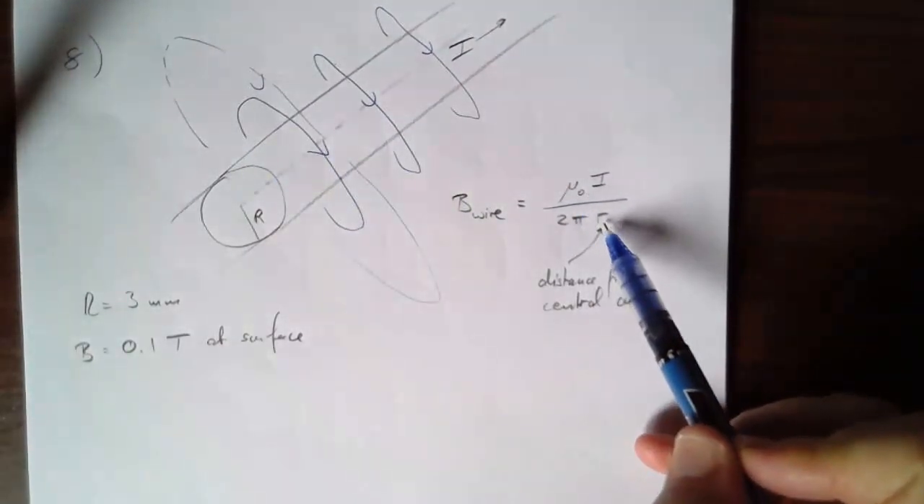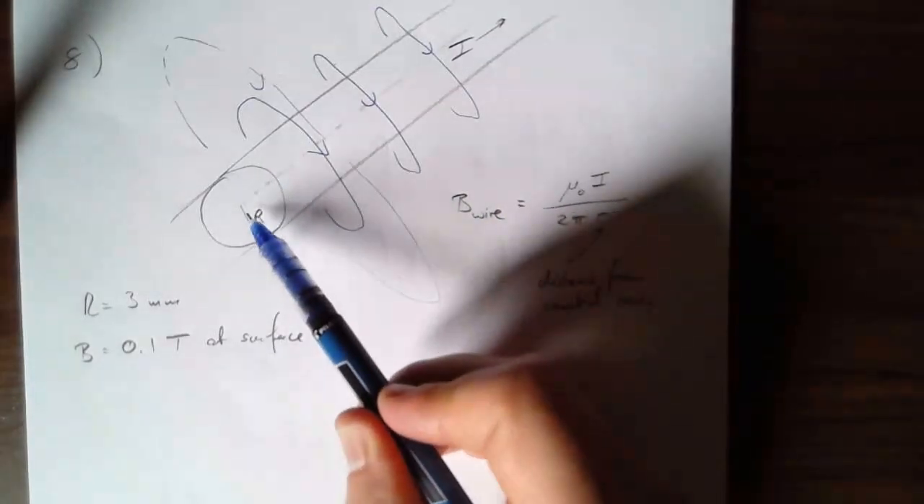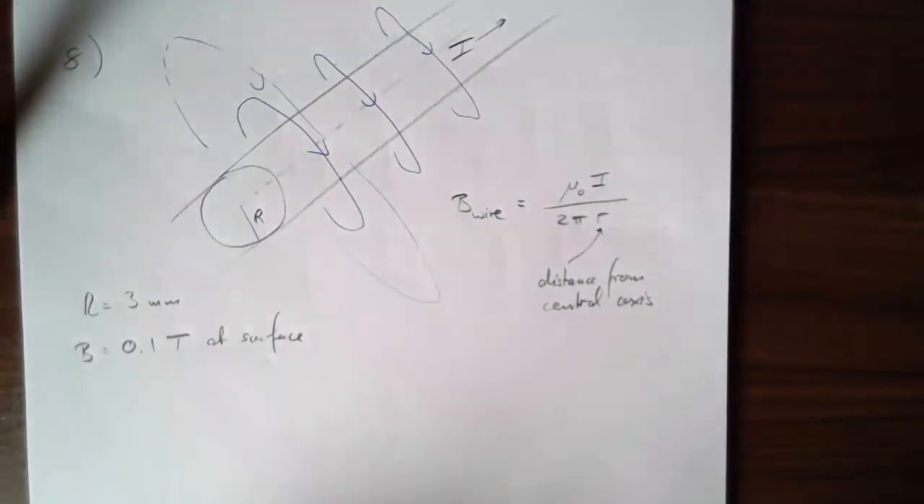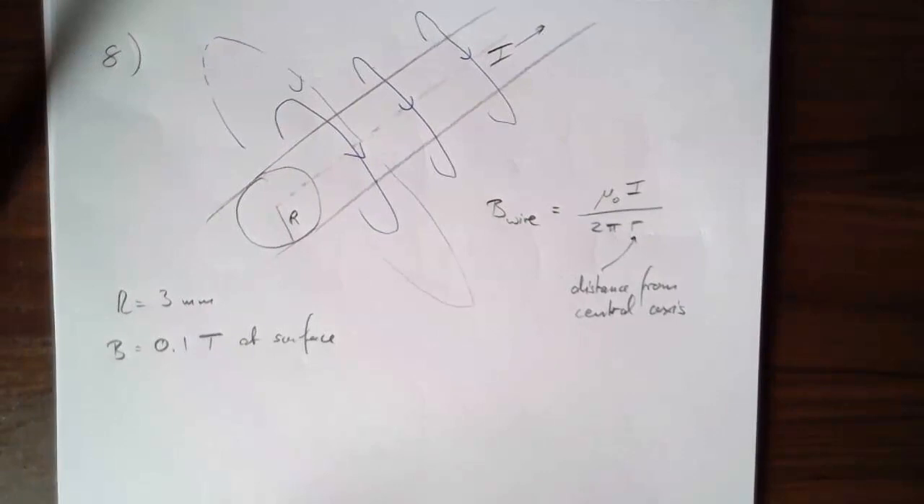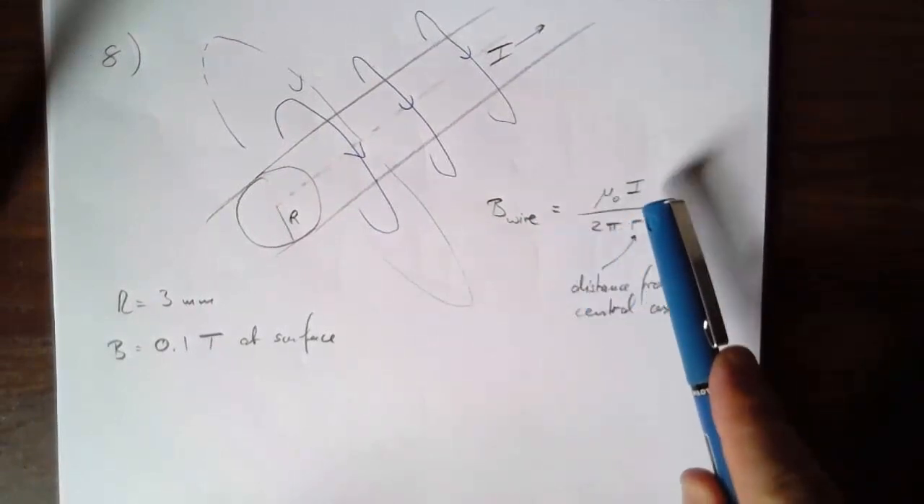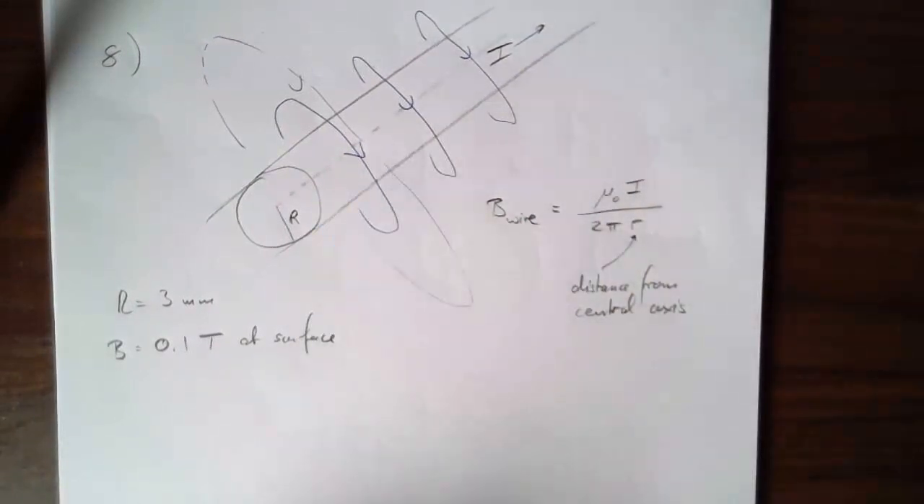If little r, the distance from the center, is smaller than the radius of the wire, so you're inside the wire, it's still fairly easy to calculate, but you have to use Ampere's law here to actually work it out. This expression applies as long as you're outside the wire.